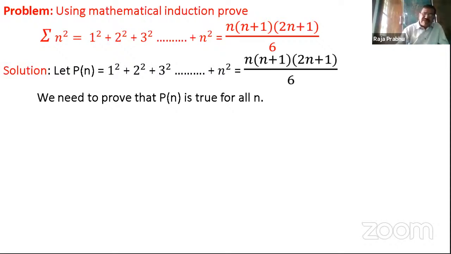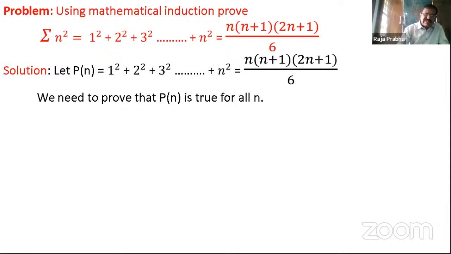We can't verify for all the terms, 1 to 100 or 1000 or like that. So we have to verify only at these three stages. If it is true for these three cases, then compulsorily it will be true according to the principle of mathematical induction for any value of n. That's what we are proving now.